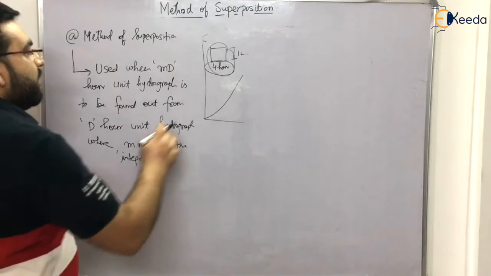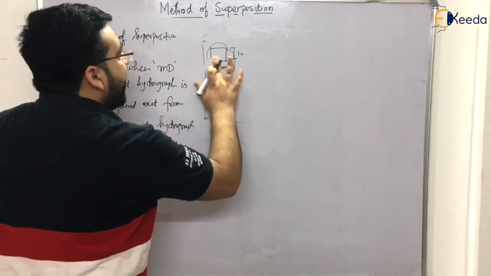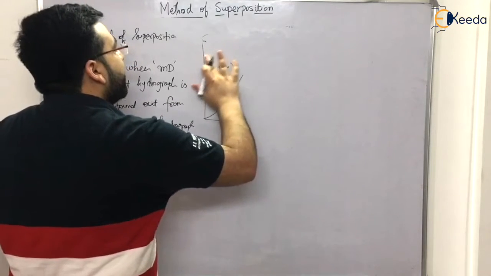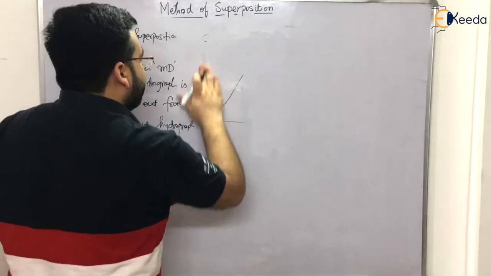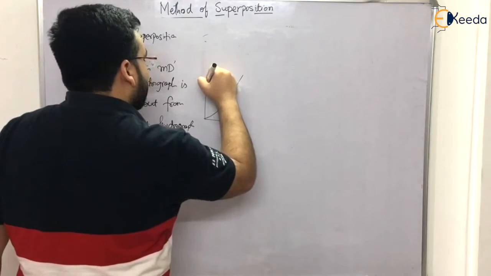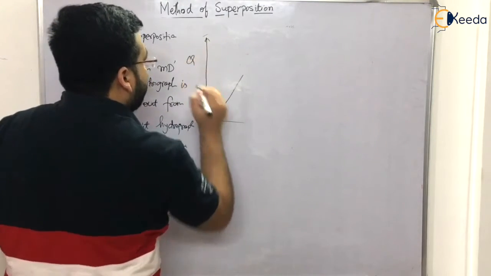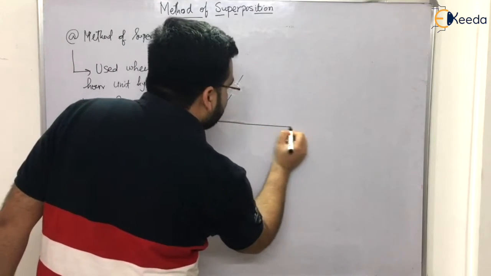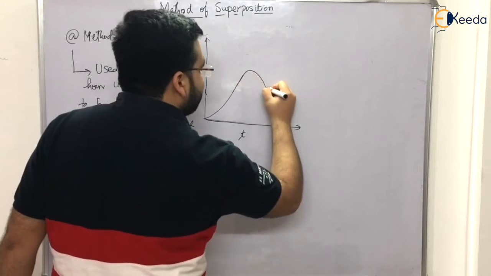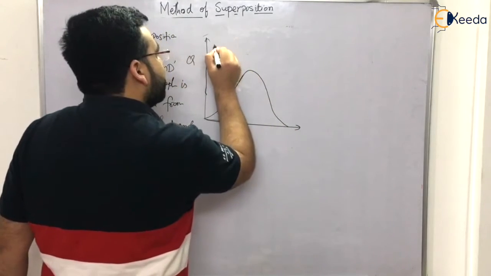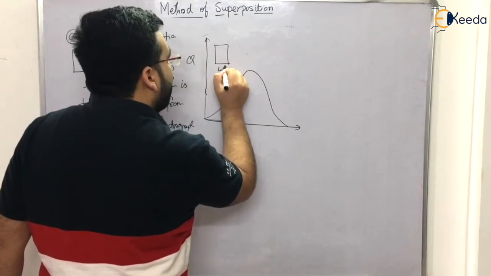It means that, for example, you are given a 4-hour unit hydrograph. Let me take this example only so that you don't get confused. This was the y-axis; on the y-axis we had discharge, and on the x-axis we had time. This is a 4-hour unit hydrograph like this.